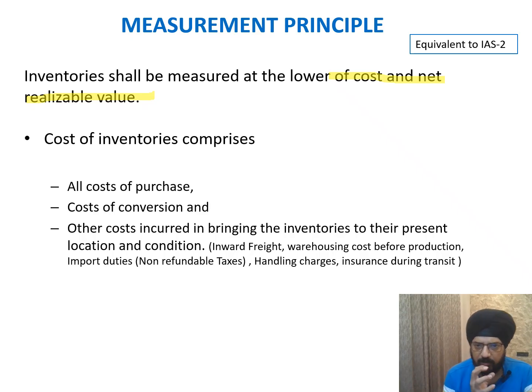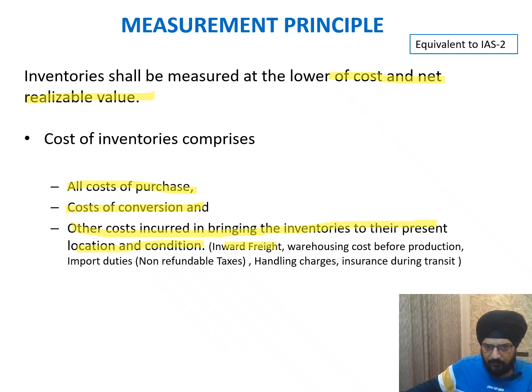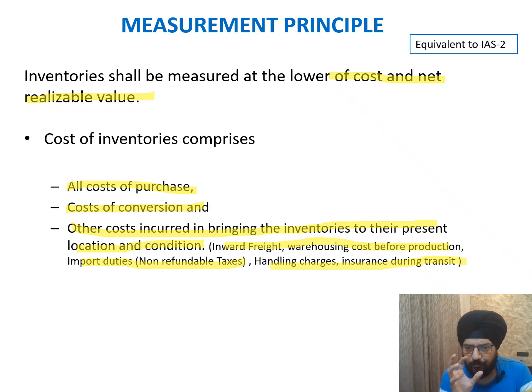So when we talk about the cost, what does cost include? Cost includes all the cost of the purchase. It includes the cost of conversion and the cost in bringing the inventory to their present location and condition, which largely includes inward freight, warehousing cost before production, import duties, non-refundable taxes, and handling charges, insurance during the transit. So what does it include? It includes the cost of purchase, which is the price you are paying to purchase that particular raw material. It includes the cost of conversion, which includes the expenses we incur in the form of labor or any other overhead cost. And thirdly, it includes the other costs that are required to bring the inventory to the present location and condition.